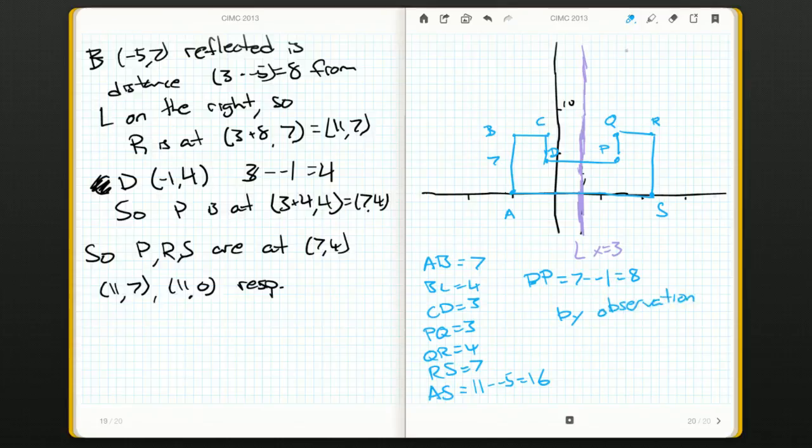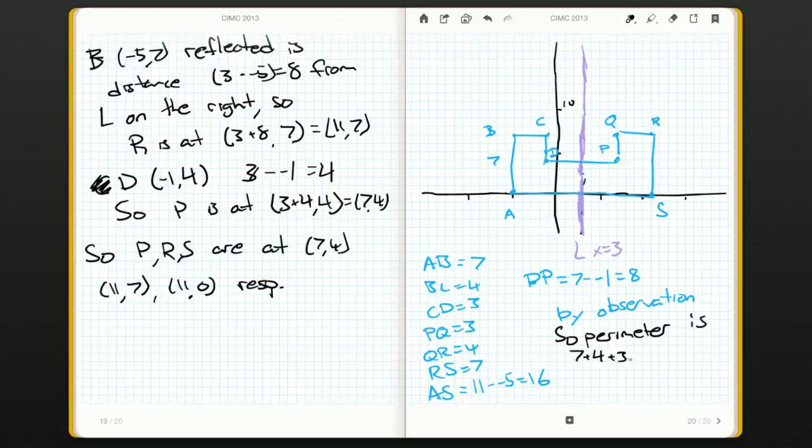I want my black pen back. You know, if you draw a nice, neat, clean graph like this, you can just say by inspection. You don't need to do all the coordinate calculations.